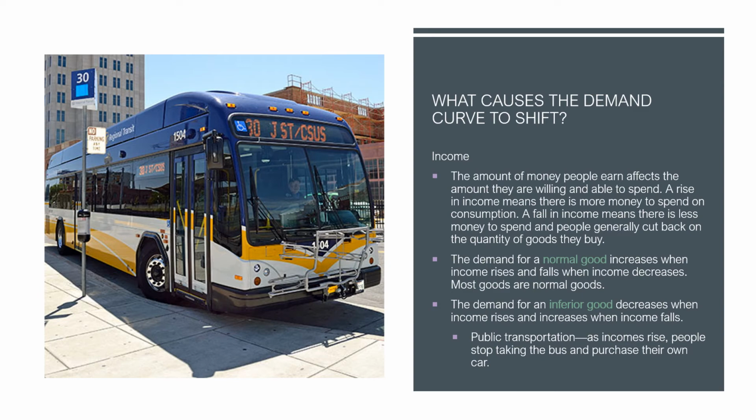For a normal good, a rise in income causes a rightward shift of the demand curve. When income rises, people want to buy more of the normal good at every price. For an inferior good, a rise in income causes the demand curve to shift to the left. At every price, people want to buy less of the inferior good when income is high than when income is low.